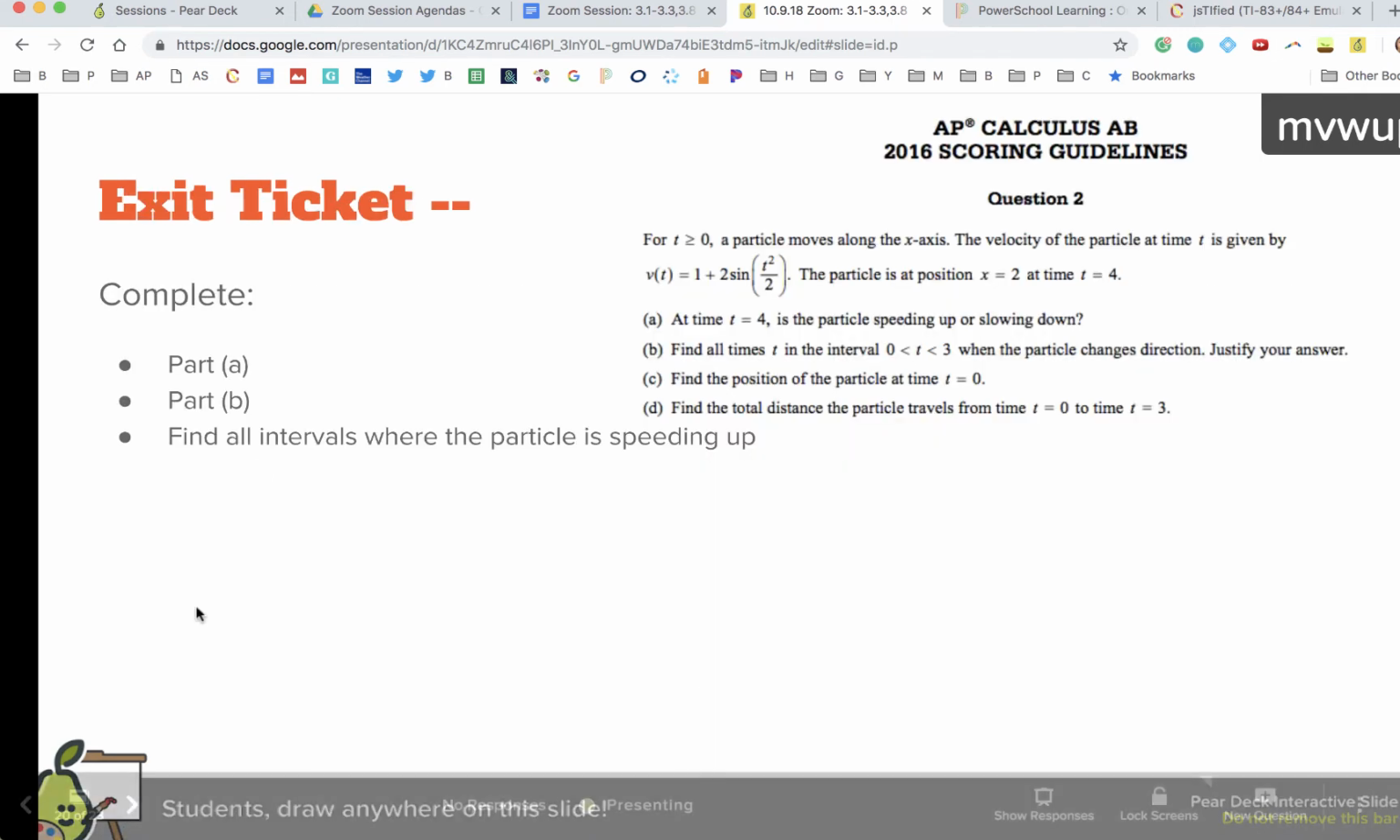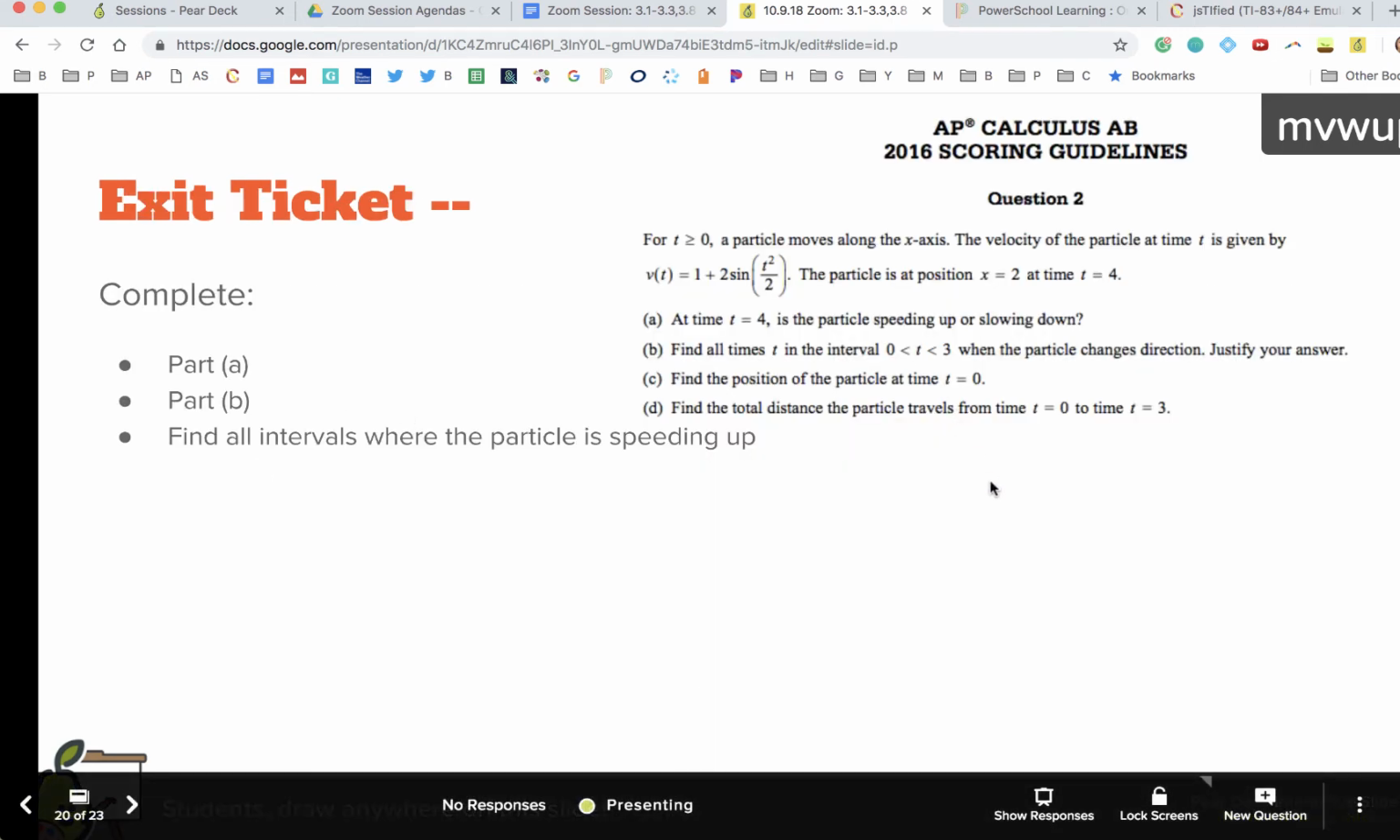Your homework is going to be to complete this last problem. This will help you for the quiz, okay? And this is also an actual AP problem that we can already do parts A and B of. It's very exciting. And I threw in one more part. Please find all intervals where the particle is speeding up. So you will do this for me and you will hand it in.